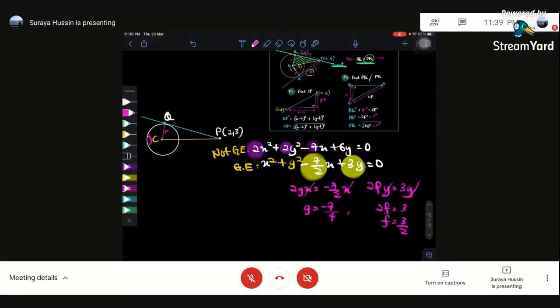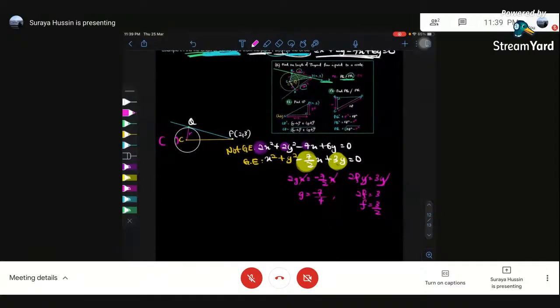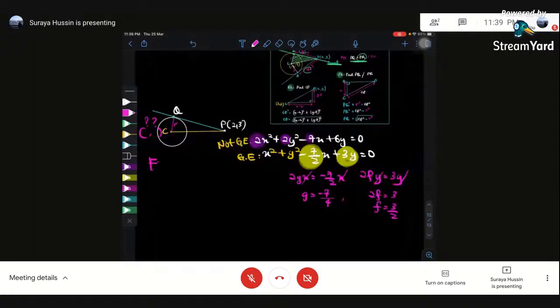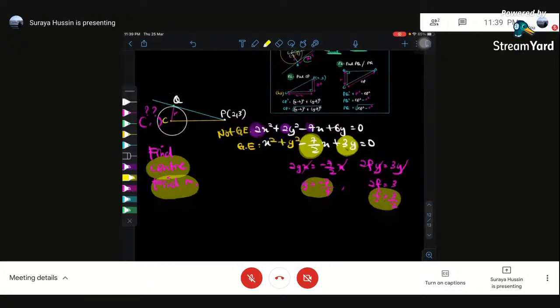See, you actually don't have center also. You do not know yet. So tugas kamu kena cari find center, find radius. Itu adalah permulaan untuk jawab soalan ni. So you have G, you have F already. Therefore, your center is equals to negative G, negative F.